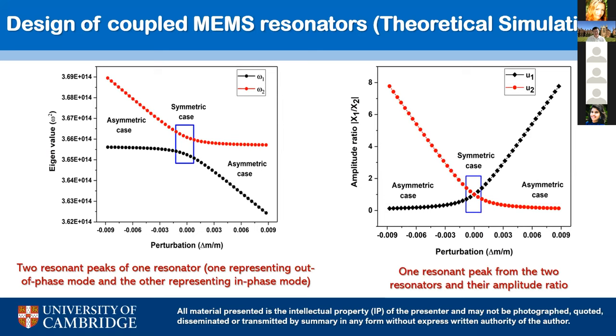The other graph shows the amplitude ratio simulation. This is for one of the resonant peaks. We can consider either the first resonant peak or the second resonant peak among the two. If we consider one resonant peak, we are considering the amplitude of displacement of both the resonators and taking their ratio as the output. This graph shows that for one of the resonant peaks, the amplitude ratio increases as the mass addition on the resonator increases. So depending on the requirement, we can consider either of the two resonant peaks.